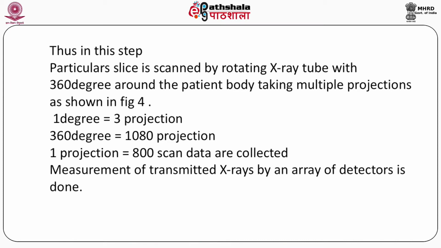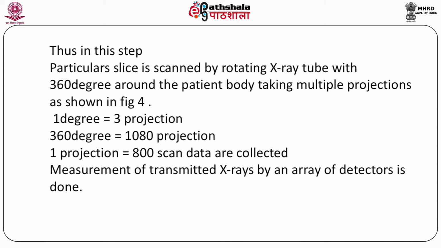Now let us see the relation between slice thickness and matrix size. Slice thickness is equal to field of view upon matrix size. That means the pixel size is equal to the image size upon the matrix size. The voxel is three-dimensional, as you can see here: this is the voxel, this is the pixel. So a particular slice is scanned by rotating the X-ray tube 360° around the patient body, taking multiple projections.